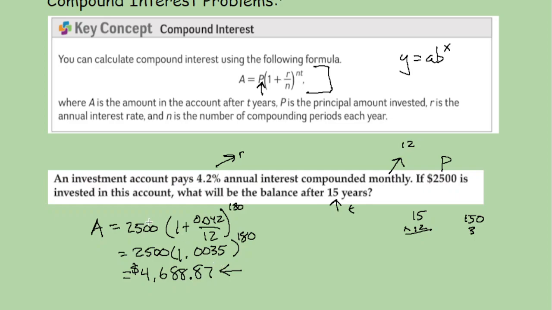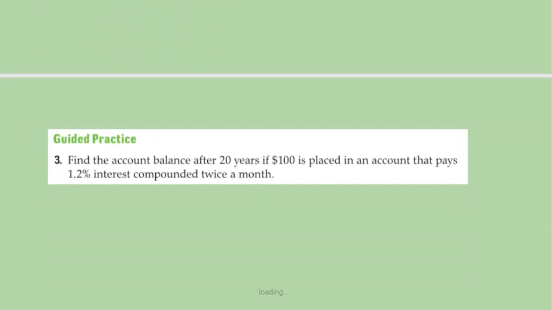And the thing is, when you invest more, you're going to make more because you're multiplying even a very small number times a very large number. It's going to make a difference. So $4,688.87. Okay, let's take a look now at one more example.